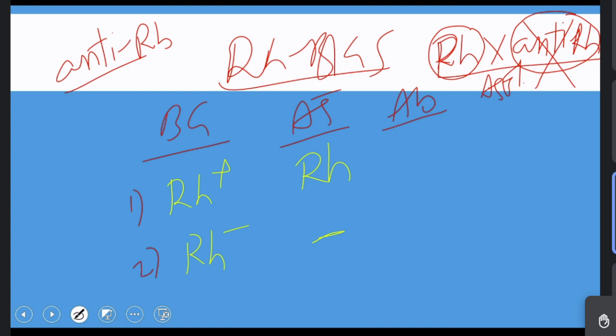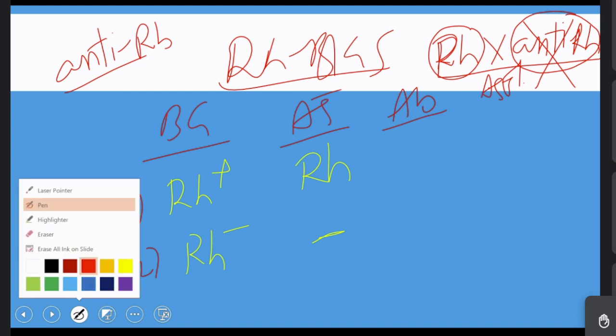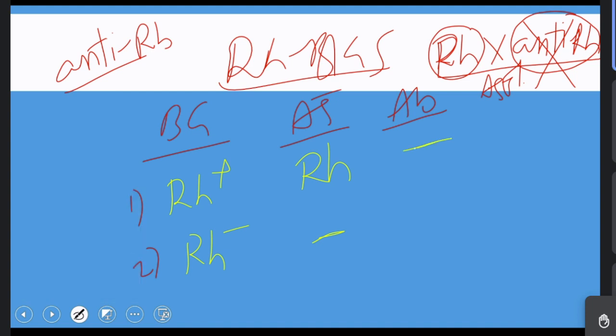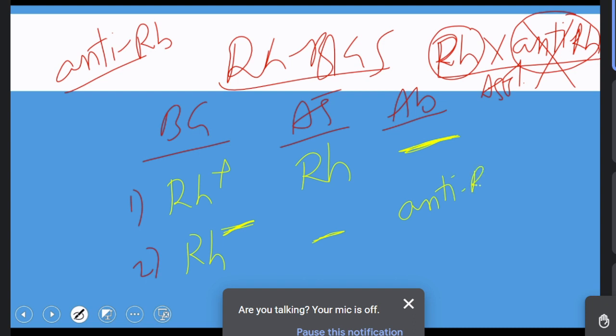RH positive. So should the RH positive individual contain anti-RH or not? No, he cannot contain anti-RH. Anti-RH antibodies are absent. Then what about the RH negative individual? Though he does not have any RH, it is not mandatory for anti-RH to be present. So he is not having any antigen, anti-RH can be present, isn't it?